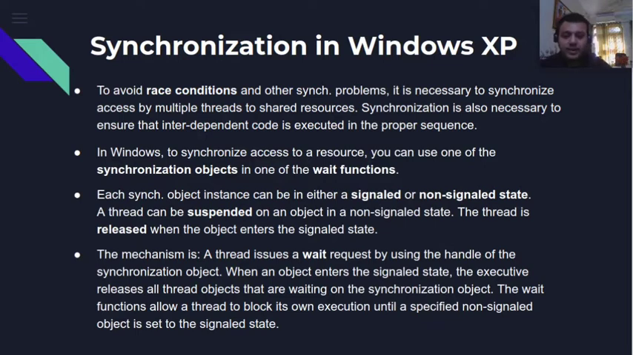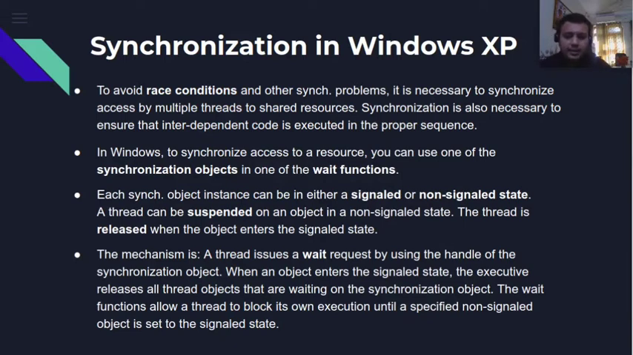To avoid race conditions and other synchronization problems, it is necessary to synchronize access by multiple threads to shared resources. Synchronization is also necessary to ensure that interdependent code is executed in the proper sequence. In Windows, to synchronize access to a resource, you can use one of the synchronization objects and one of the wait functions. Each sync object instance can be in either a signaled or non-signaled state. A thread can be suspended on an object in a non-signaled state. The thread is released when the object enters the signaled state.